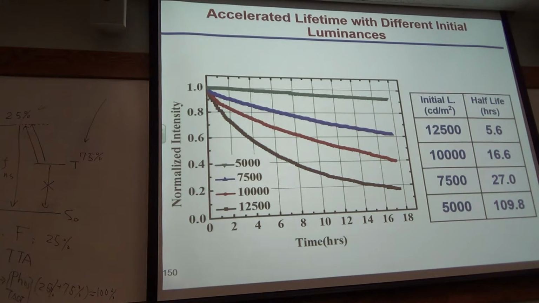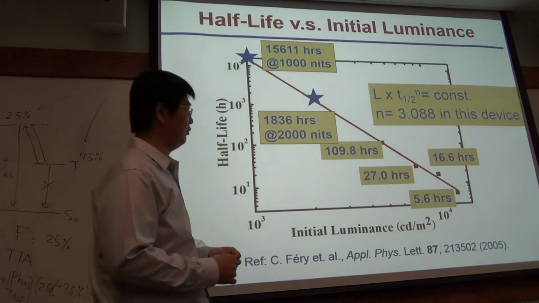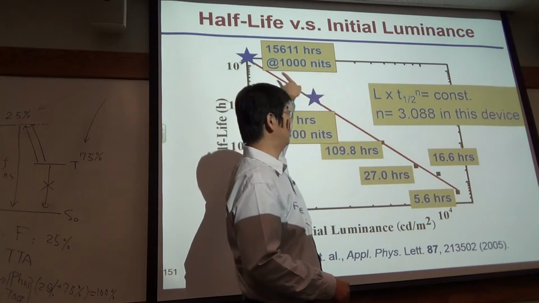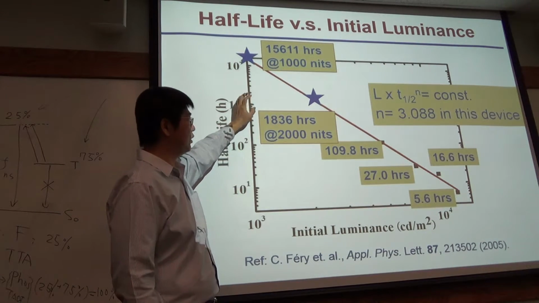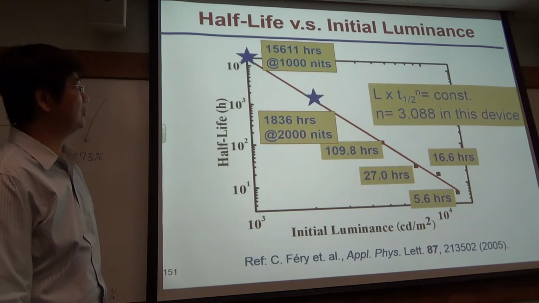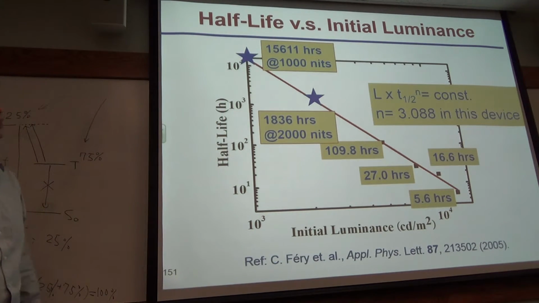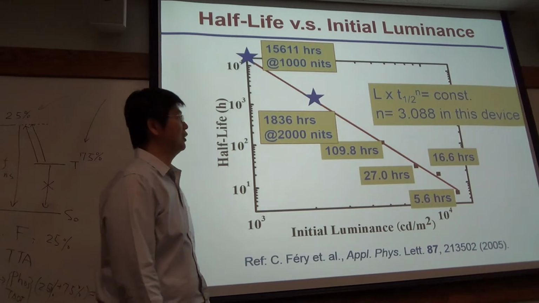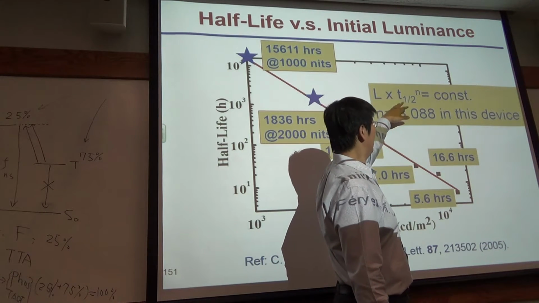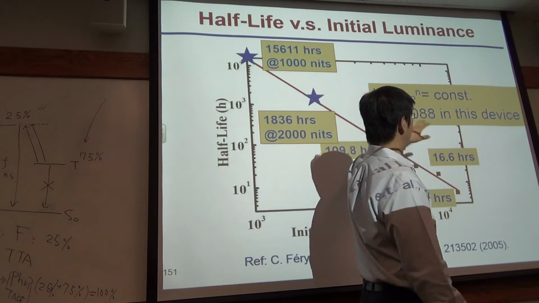Okay. Let's see that. If we plot the initial luminance versus half-lifetime, you can see a beautiful line over here. So you can say, in 2,000 nits, maybe you have almost 2,000 hours lifetime, and at 1,000 nits, 15,000 hours lifetime, something like that. And from this line, you can obtain the equation, for example, luminance times half-lifetime to the power of n. In this line, n equals 3.